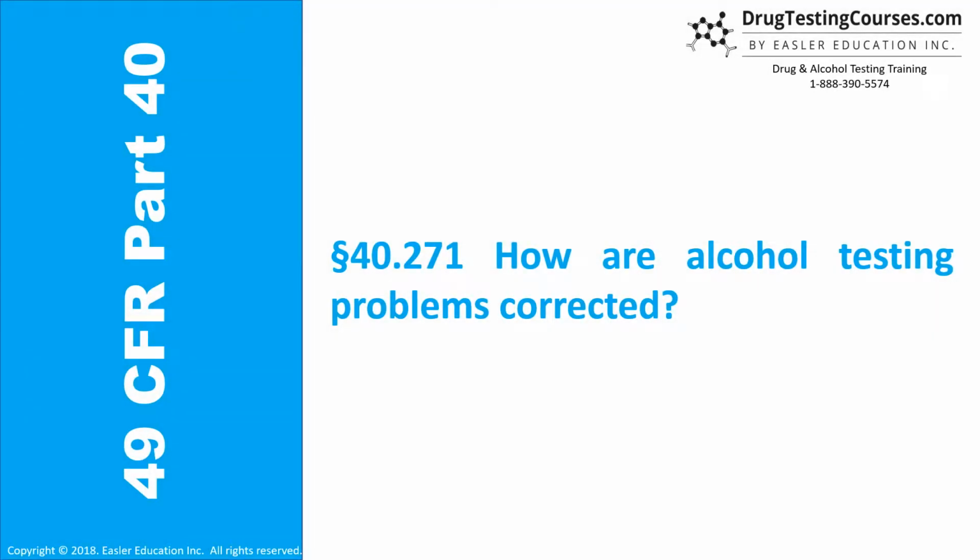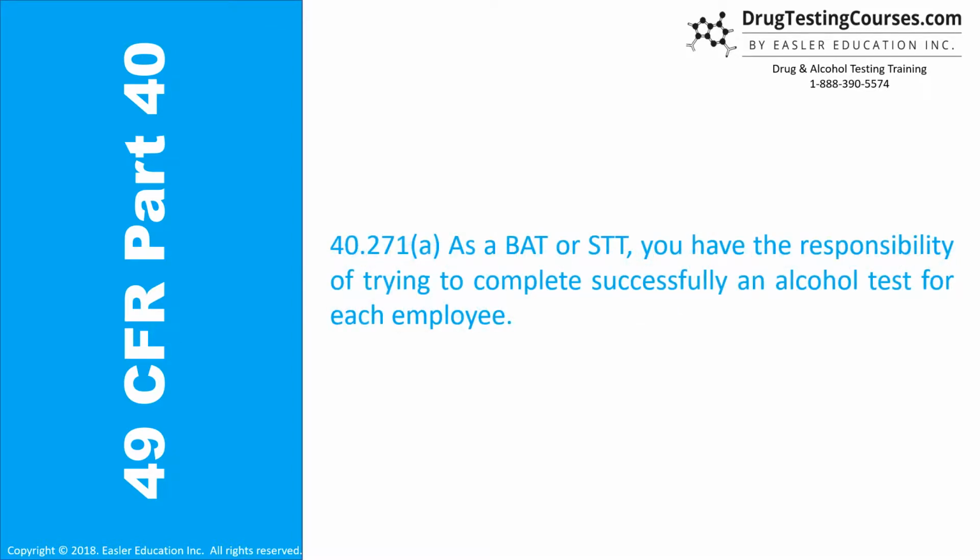Section 40.271. How are alcohol testing problems corrected? 40.271(a). As a BAT or STT, you have the responsibility of trying to complete successfully an alcohol test for each employee.